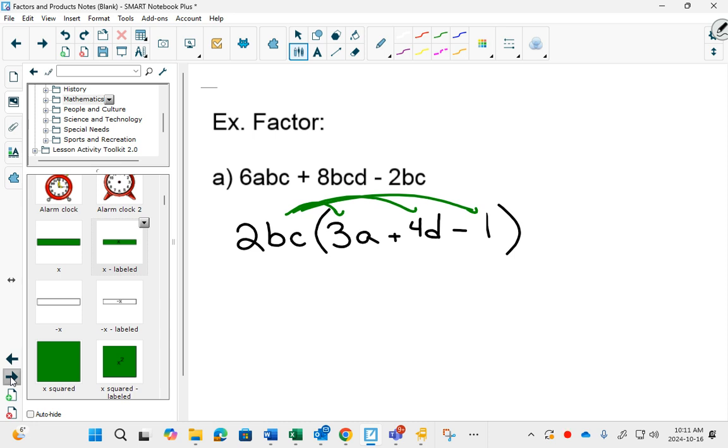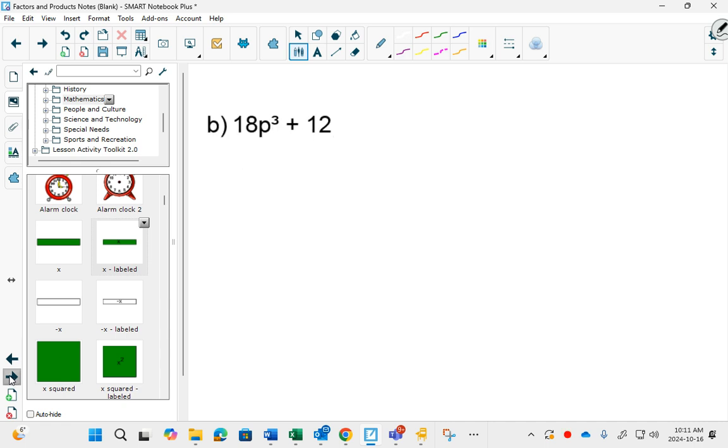Yay. Okay, second one. 18 and 12. Biggest number you can pull out is a 6. There are no variables in common because the second one doesn't have any variables. So then, for my first one, I would need the 3 to make the 18, and I still need the p cubed. And I pull a 6 out of the second one, which leaves a 2. Do a quick check. How did you do? Pretty good? Awesome.